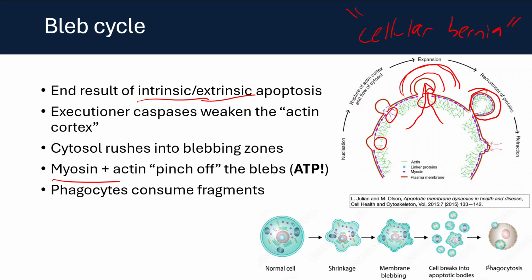So once you do that and you form a bleb, then the whole process is going to continue. And this process happens until you have no more membrane left, no more cell left. All you have are apoptotic bodies, which are readily consumed by phagocytes.